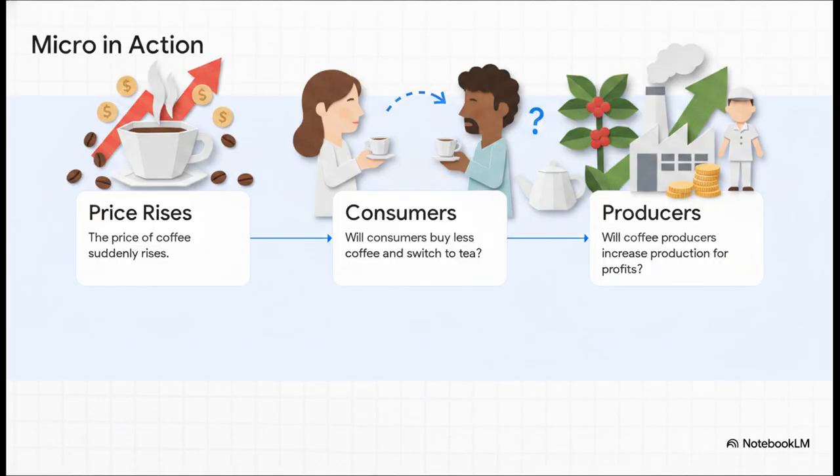So, bringing it back to that coffee scenario, if the price of coffee suddenly shoots up, a microeconomist is going to ask really targeted behavioral questions. Things like, okay, are consumers going to ditch coffee and switch to tea? Or how are local cafes going to adjust their pricing strategies to survive? And will coffee bean suppliers suddenly scale up their production because they want those higher profit margins? It is 100% about the behavior of those specific buyers and sellers.